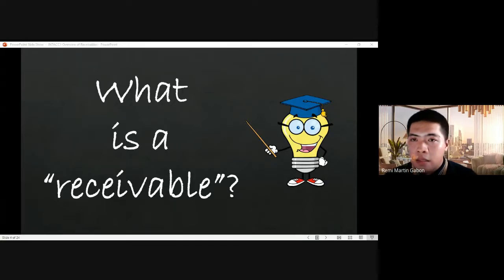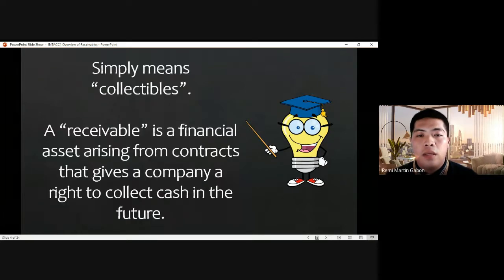Okay. Someone said collectibles. So that's correct actually. The most common term that is associated with receivable is collectible. If you have gone through reference materials, that's the same terminology that you're going to encounter as a term to be associated with the term receivable. So to answer what is a receivable, it is simply collectibles. In all aspects, layman or in accounting terms, it simply means collectibles.